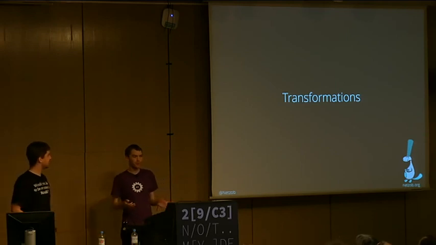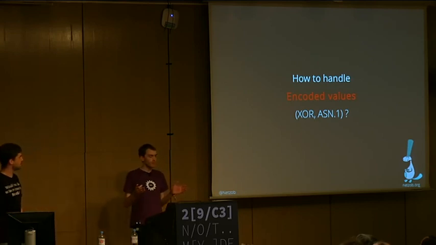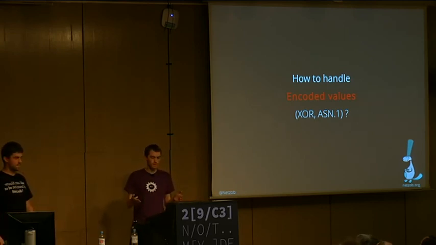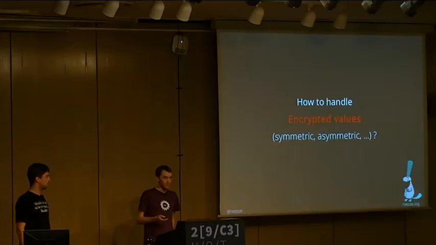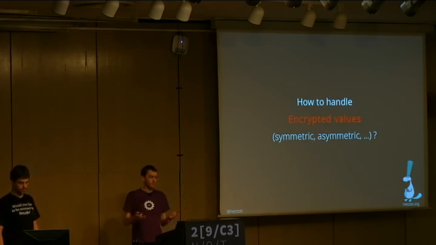So, how does the transformation work? And why do we need transformation? Because you have some raw binary data and we don't know what it is. And in reality, the meaning of those bytes is interesting when you have the clear text. So you can have encoded data like XOR or the grammar ASN.1 encoded data. And you can have encrypted values, like XOR-based encryption, as we will see just after. So we have some transformation to handle to obtain the clear text of the data we want to analyze.